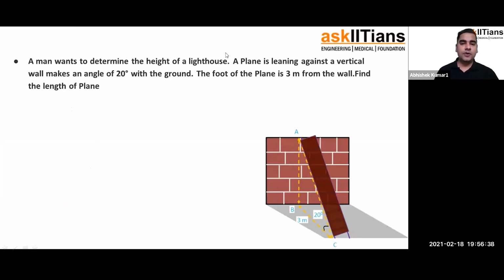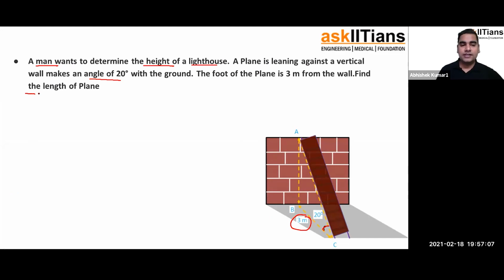All right. So the next problem we have is: a man wants to determine the height of a lighthouse. A plane is leaning against a wall, making an angle of 20 degree with the ground. So this angle they are talking about here, the foot of the plane. The foot of the plane is 3 meter from the wall. So they are talking about this distance. This is 3 meter. Understood?